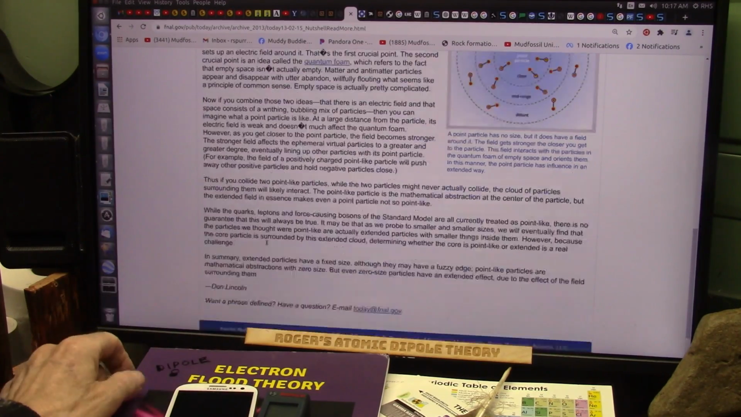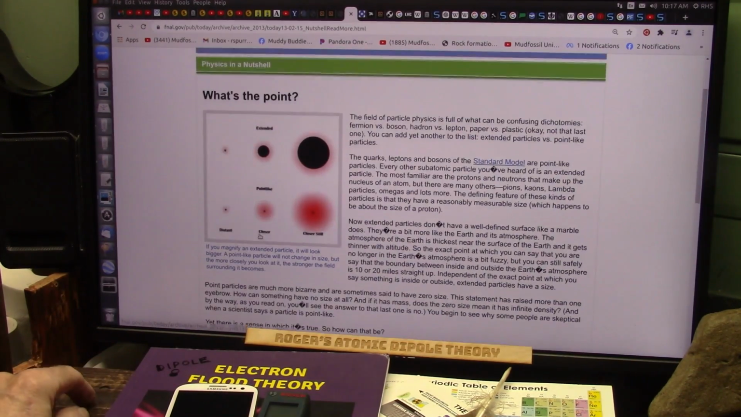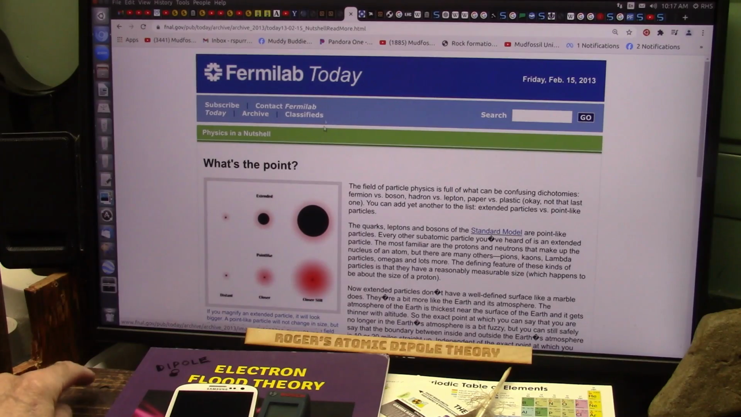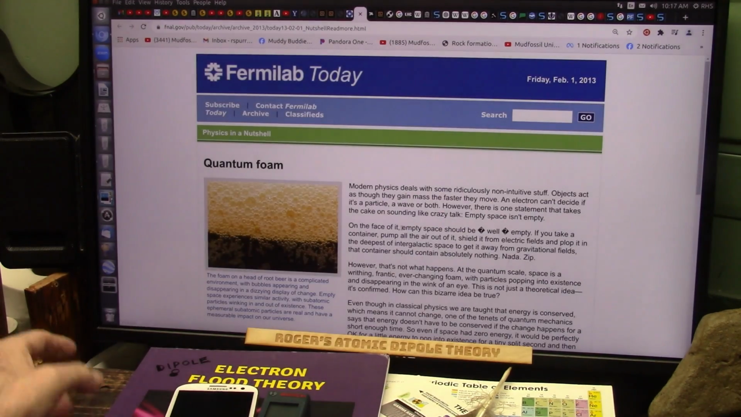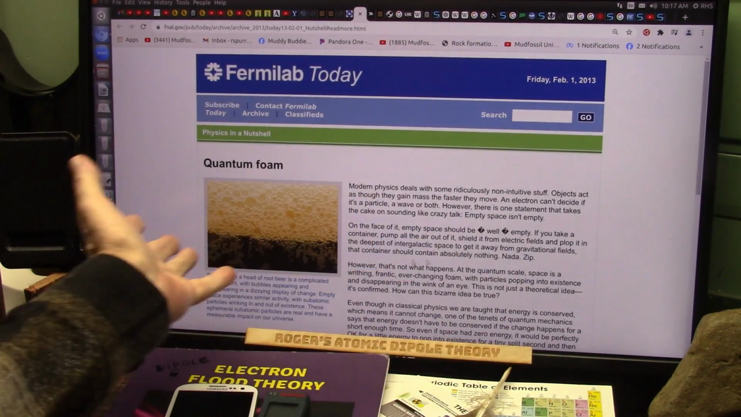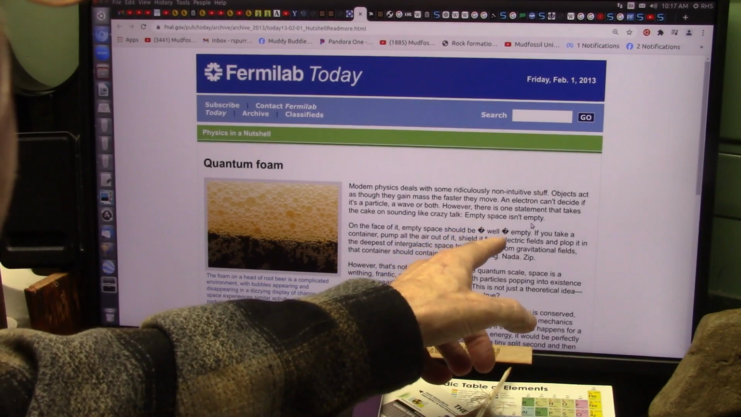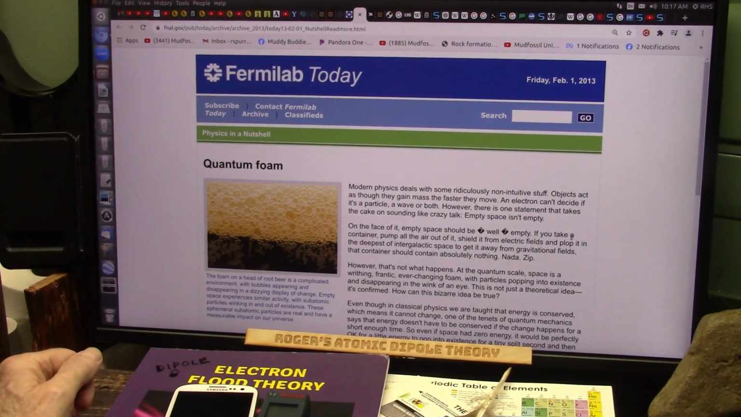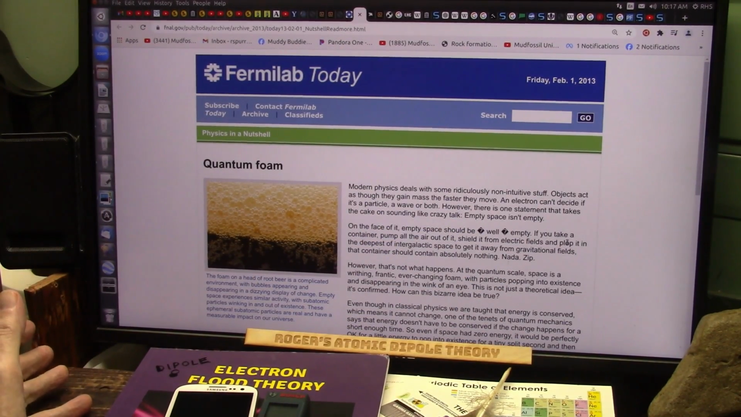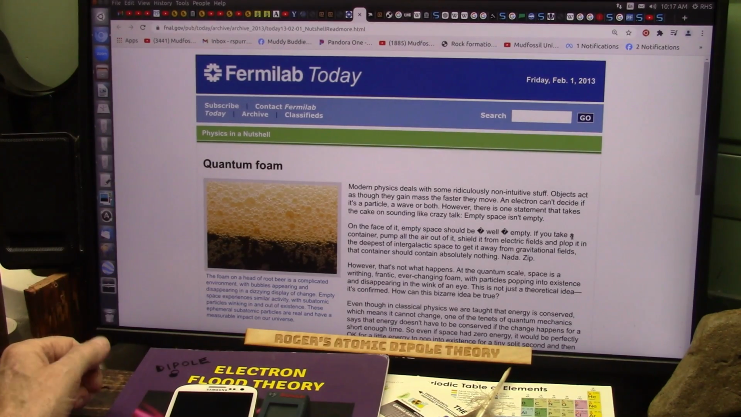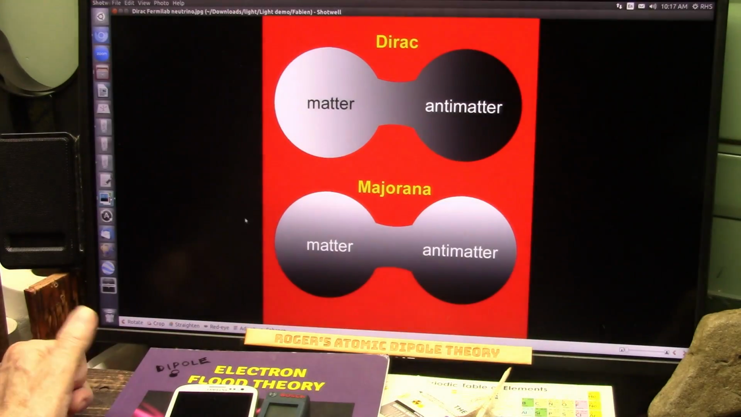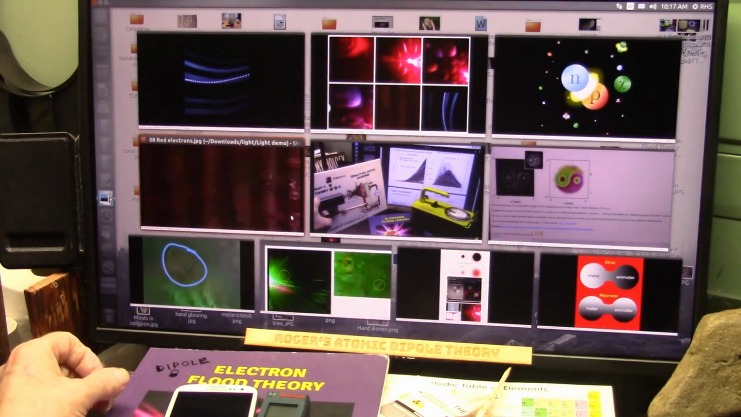And this is Don Lincoln, the guy that I interacted with. It didn't work out well. And here's what he also says about the quantum foam. Empty space isn't empty. It's saturated with all kinds of particles, but light is particles too. I just showed you light are particles. So they're out there just as well as everything else, dust.